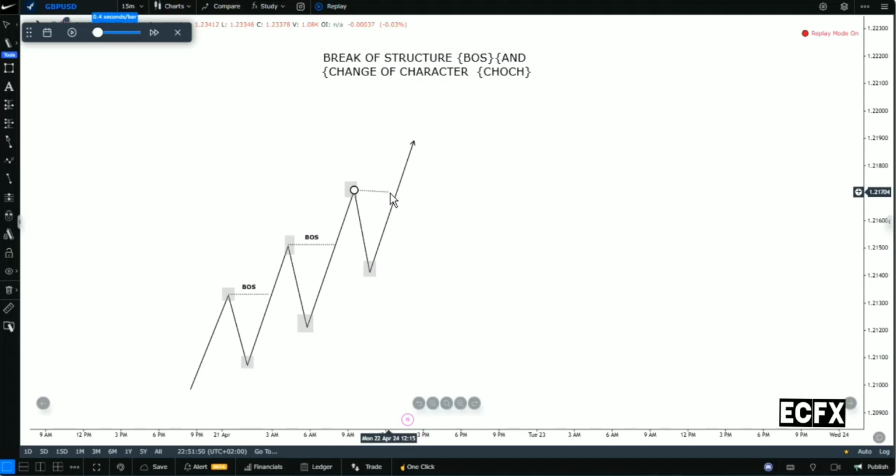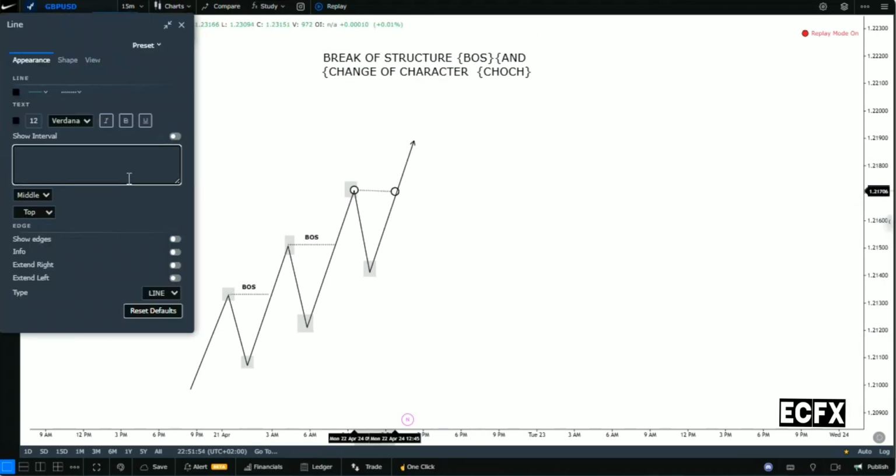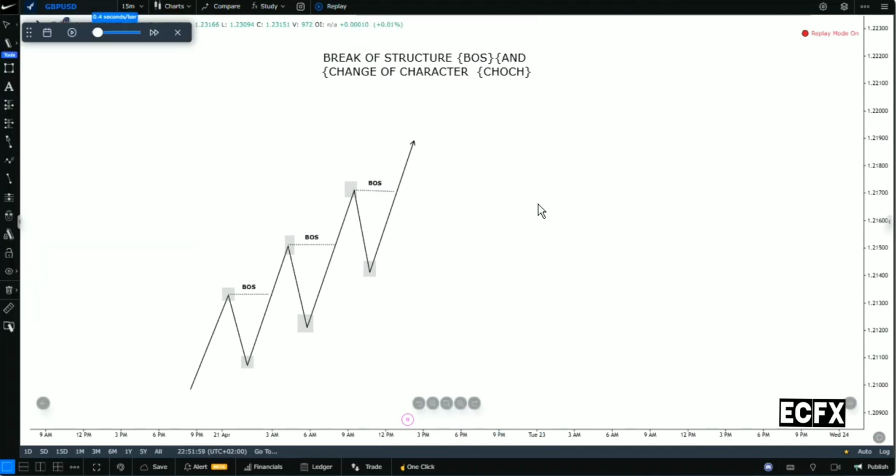Let me just label this as well. As you guys can see, momentum is to the upside, and we call this order flow. Order flow is clearly showing us that we are bullish. So this is a bullish example. Sorry for that.